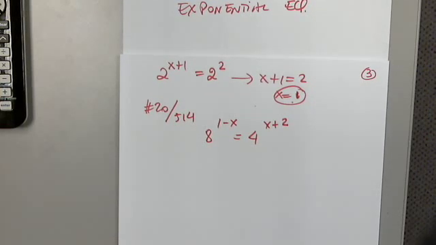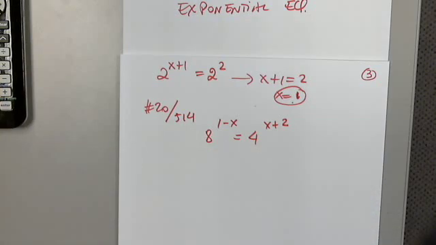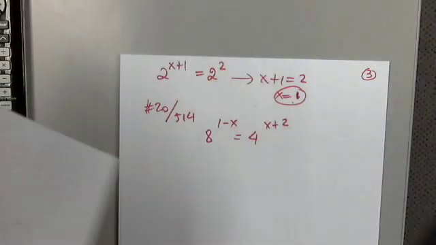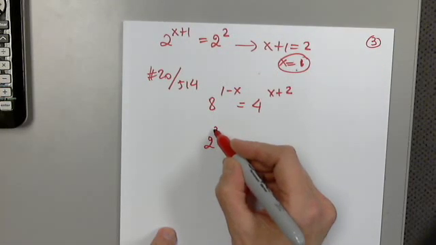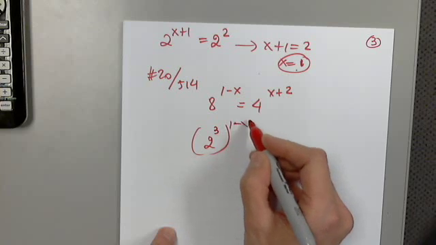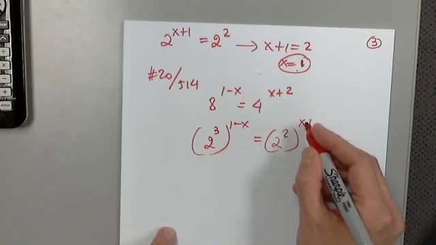My next question to myself is this: can I, and I hope I can, present both sides with the same base? So is there a way of presenting 8 and 4 with the same base? And the answer is yes. How? Very good, 2 cubed, everything to 1 minus x, and the right-hand side, 2 squared raised to x plus 2.